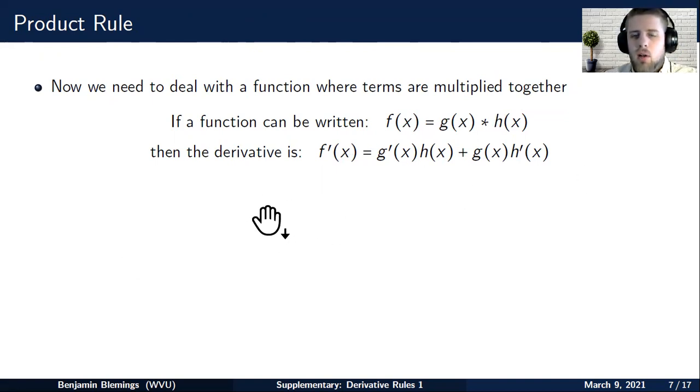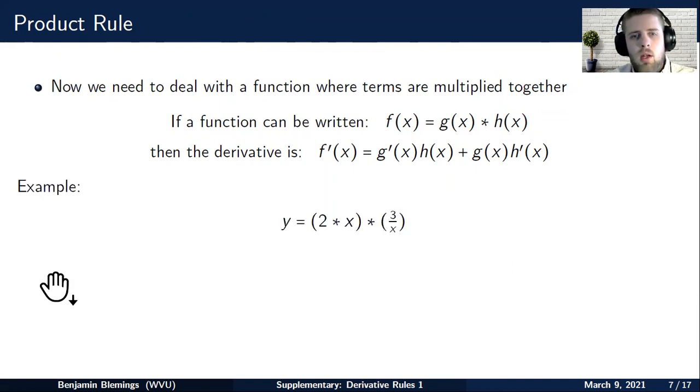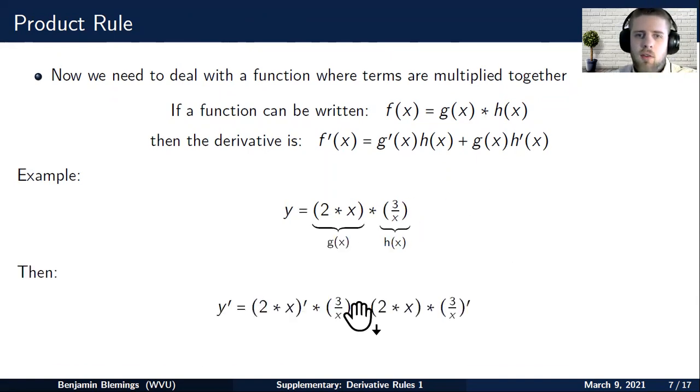All right, and you can notice that you can switch these around because it's an addition sign. But what I say is the product rule is g prime h plus g h prime. And so our example function, now we change our example function to 2x times 3 over x, which is a little bit more involved.